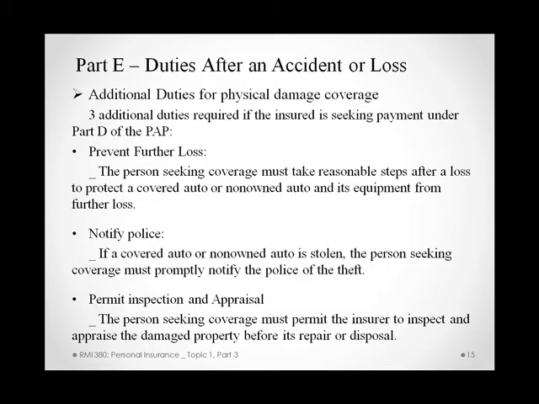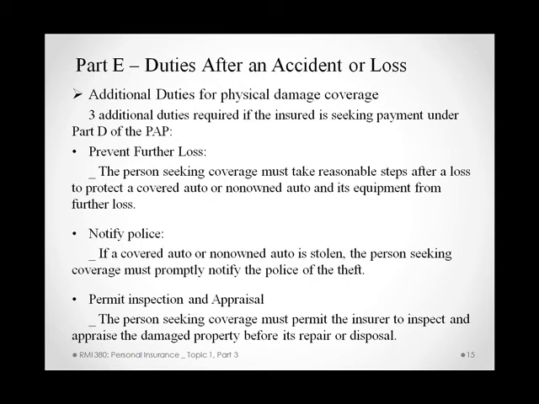If you have Part D, there are three additional duties besides the general duties. First, you need to prevent further loss. So for example, if your car breaks down on a highway, you might want to move it to the shoulder to prevent further loss, and also to avoid any other accidents. And if your car breaks down in a city, you might want to lock it before you go out for help.